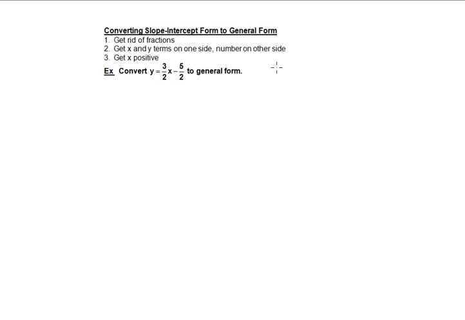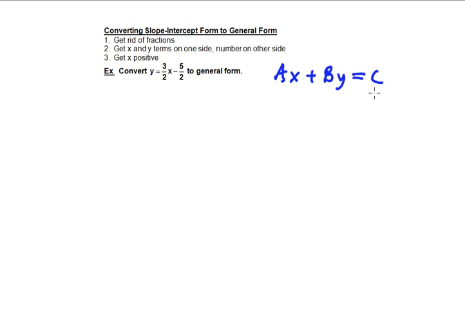There are some times when you want to take an equation which is written in slope-intercept form and convert it into general form. The format for general form is ax plus by is equal to c. So what we're saying here is that you have a term with x, a term with y, equals, and then a constant or a number on the right hand side.